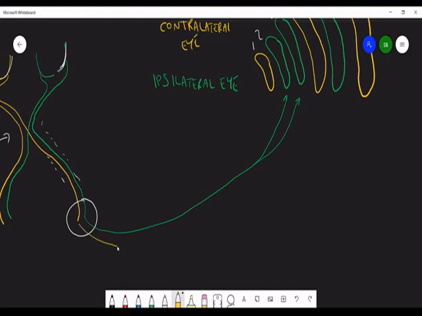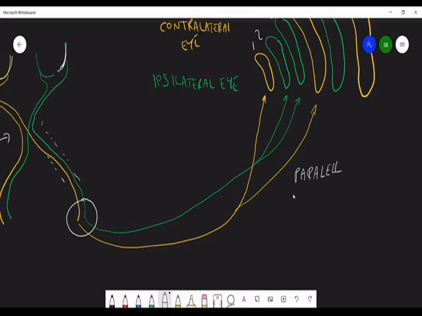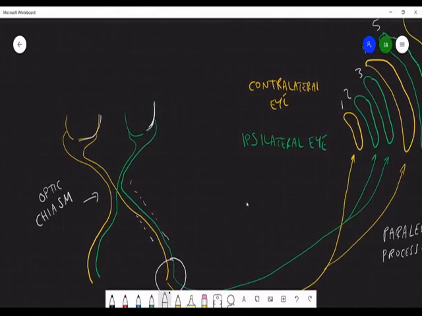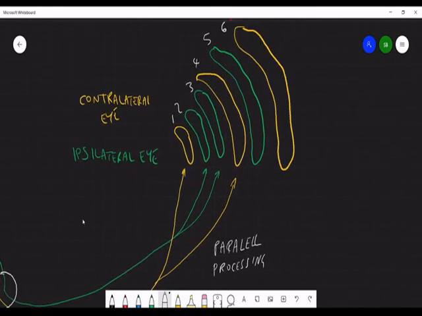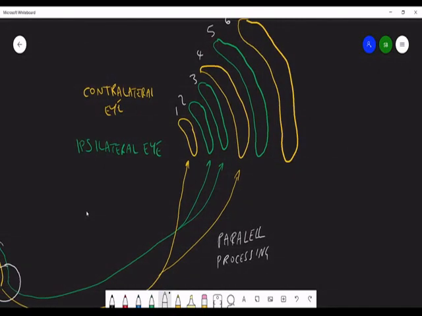So what we got here is another example of parallel processing. The information is being brought to the lateral geniculate nucleus from both eyes, registered by where they are in the visual field, but the streams are still kept separate.